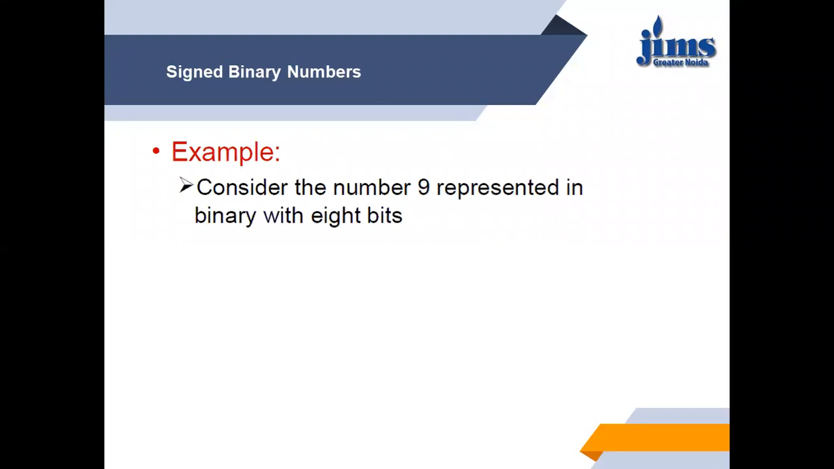Consider the number 9 represented in binary with 8 bits. So the minimum size of your processor is 8 bits, so we'll represent all the numbers in 8-bit representation. So what is 9?